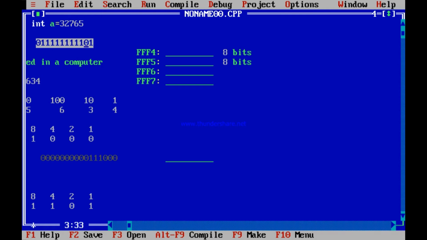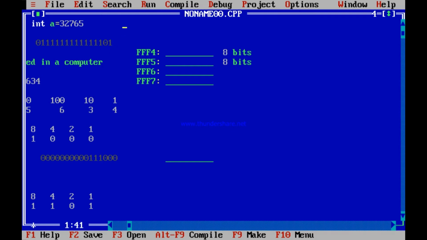1, 2, 3, 4, 5, 6, 7, 8, 9, 10, 11, 12. 4 more bits are needed. So 1111. Check out how many bits now. 1, 0 for the positive number. It's a positive number, so 0. 0 indicates sign bits. Now I'm remaining with 1. So 1, 2, 3, 4, 5, 6, 7, 8, 9, 10, 11, 12, 13, 14, 15, 16.